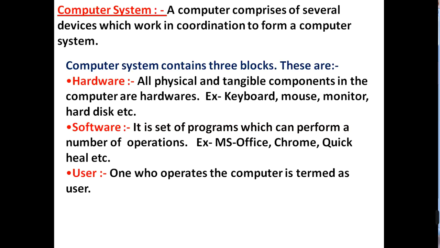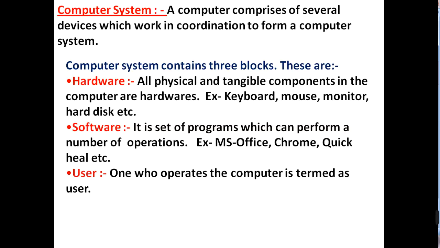So you can say all those devices which can be touched or which can be operated are your hardware. For example, keyboard, mouse, monitor, hard disk, etc. Next, your software. Software is a set of programs which can perform a number of operations in a computer. With the help of software, we give instructions to the computer to perform any operation. For example, MS Office, Chrome, Quick Heal, etc.